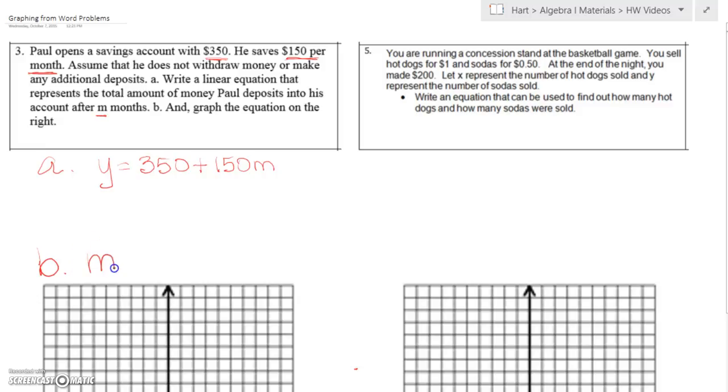So our M value and our B value is what we need to figure out. So since the equation is y equals mx plus b, the m is always what's right next to x. So in our equation, that would be 150. And then the b value is whatever's added to it. So 350.